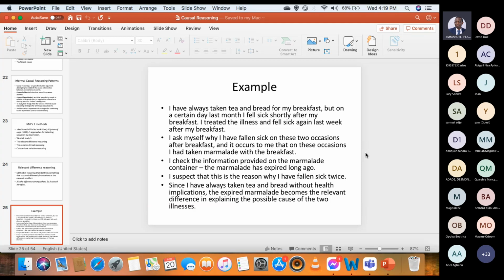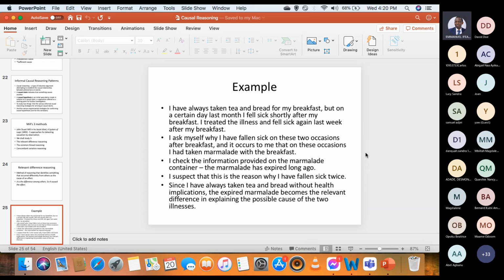And then I ask myself, is there something I added to my usual breakfast? And then I remember that I added something to my breakfast. I probably went to a supermarket and bought something I'll be putting on my bread. So I check it and I see that it's expired. So naturally, I will say this is a cause.